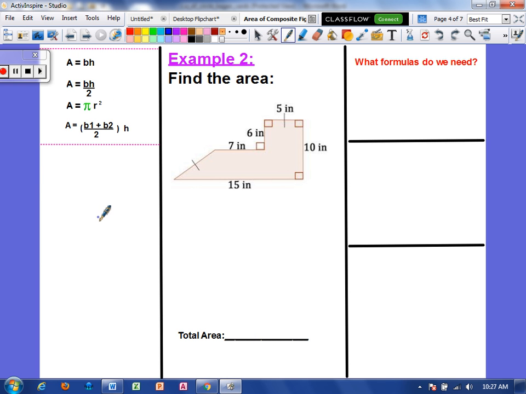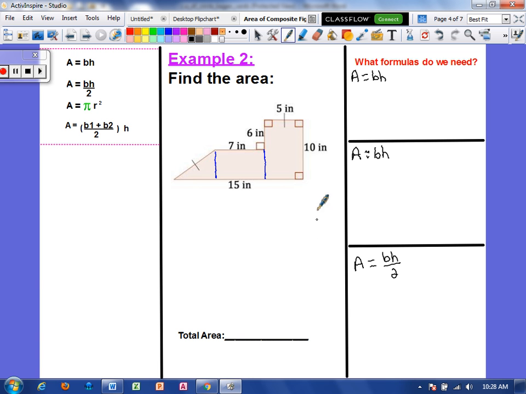Alright, example 2. Alright, we have another composite figure. This one's actually going to have 3 shapes, so I have set up 3 sections to find each area. So I see here that we have a triangle, and I see here that we have a rectangle and another rectangle. So we've got 2 rectangles, so we're going to need to know that area equals base times height for each one of those. And we have a triangle, so that would be area equals base times height divided by 2.